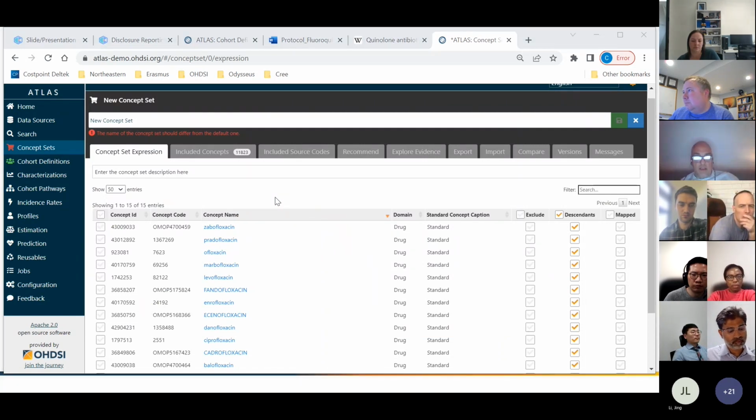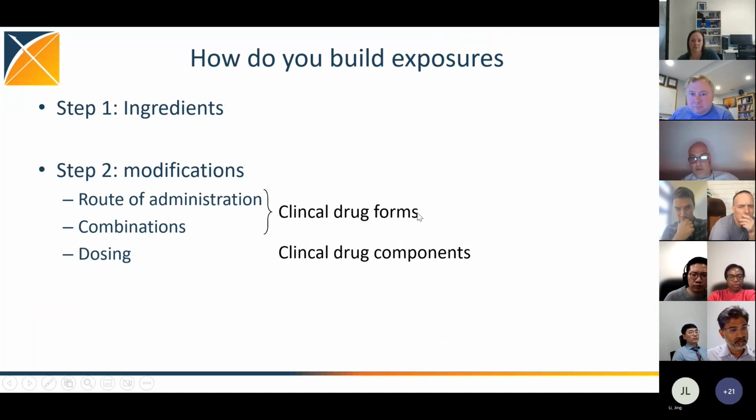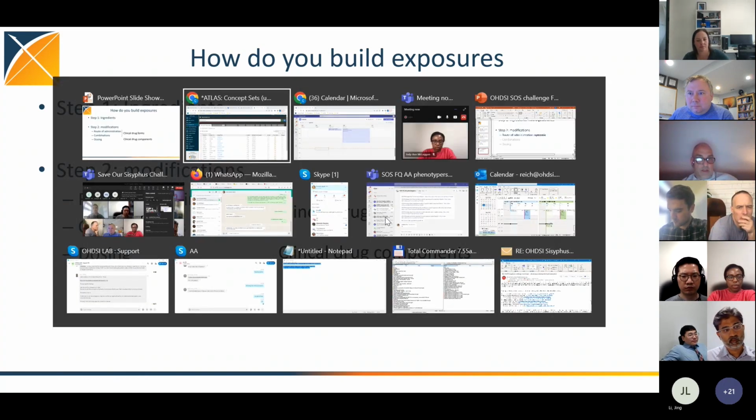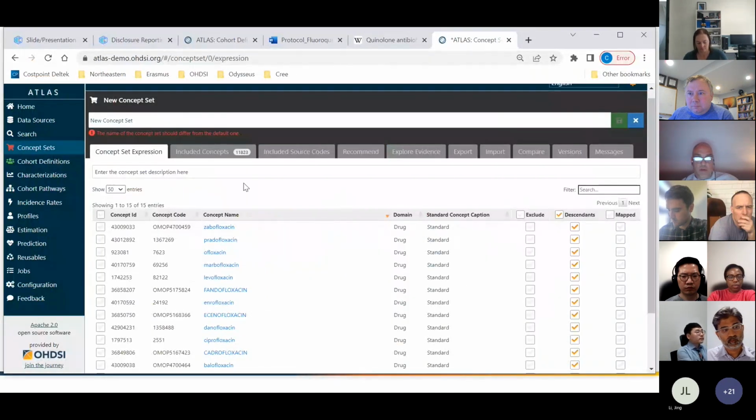The solution to that is clinical drug form. Remember, please remember, this is your friend. Only if you want to do high dose and low dose, you go do clinical drug components. Otherwise, you do clinical drug forms, and that will solve this problem for you.